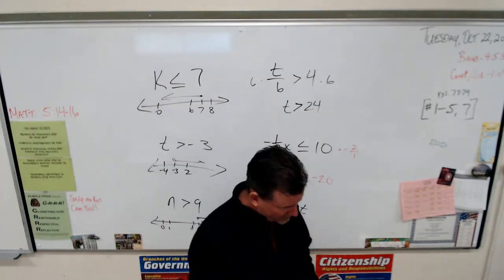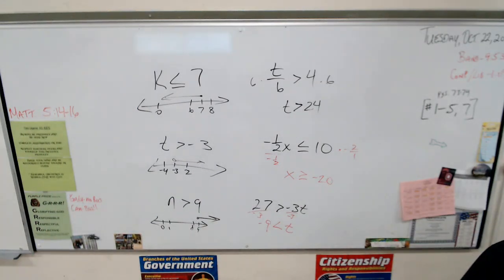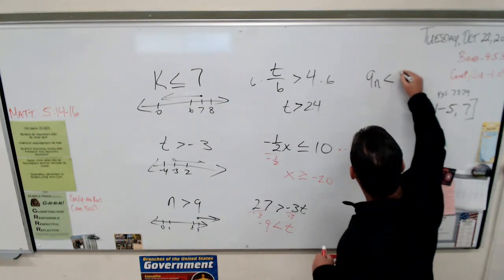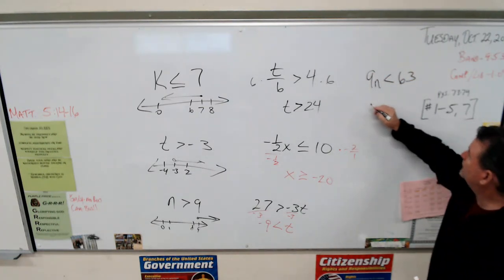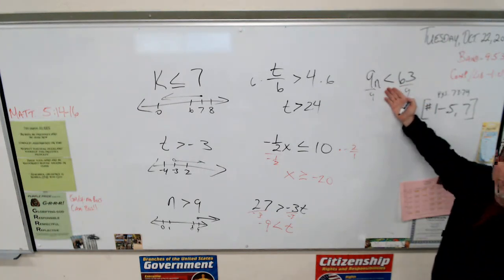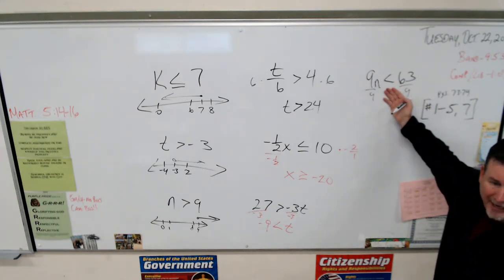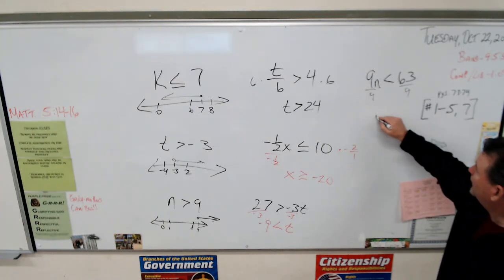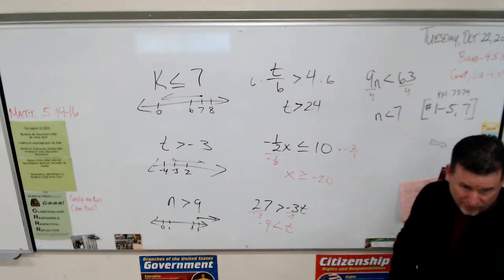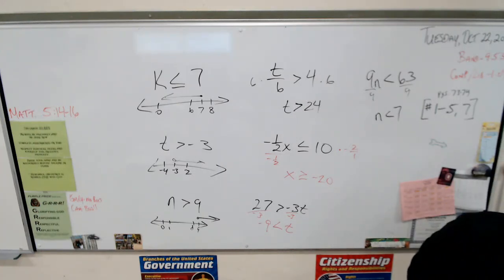Makes sense. And the last one, 9n is less than 63. Divide by 9? Yes. Am I going to flip this? No, because I'm not dividing by a negative. I'm not dividing by an opposite, so I'm not going to do the opposite. N is less than 7. Bingo. Turn the page.